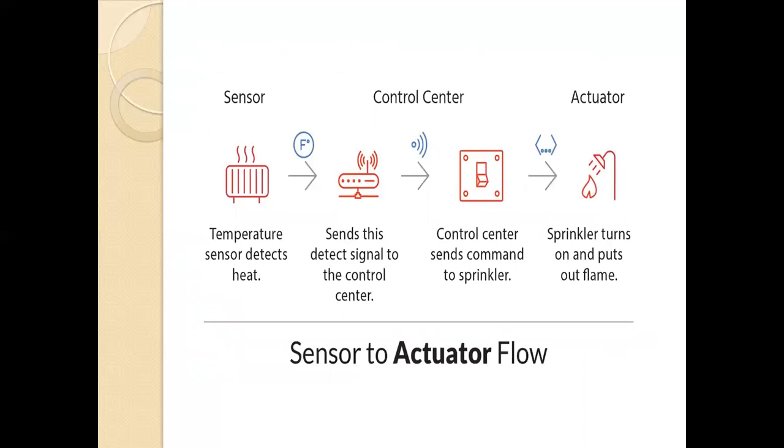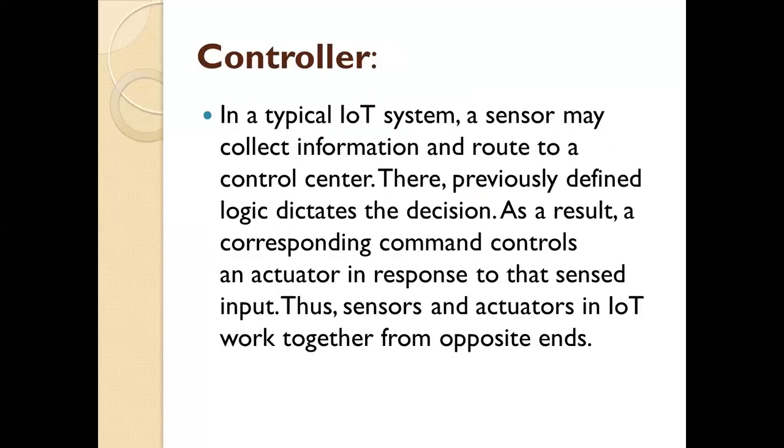So this is the flow from a sensor to an actuator. Suppose we are considering temperature as our example. The temperature sensor detects heat. Later, it sends the detected signals to the control center. Now, this center is responsible for giving commands or actions to the device. The control center sends a command to the sprinkler. So now the sprinkler turns on and puts out the flame. Okay, this is the flow from sensor to actuator.